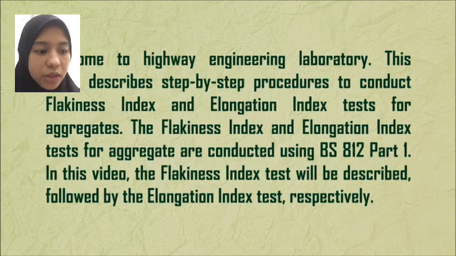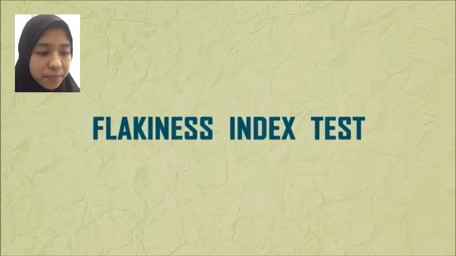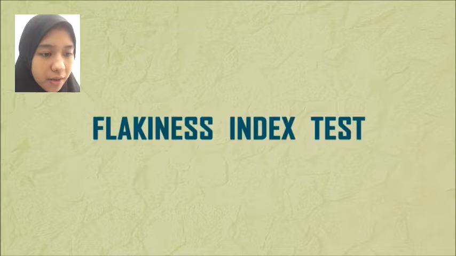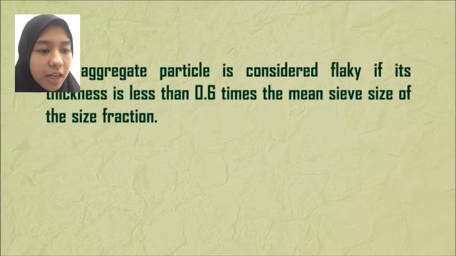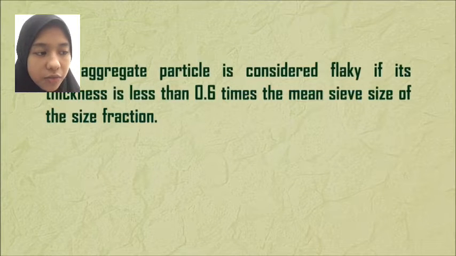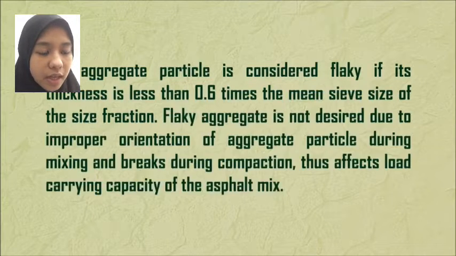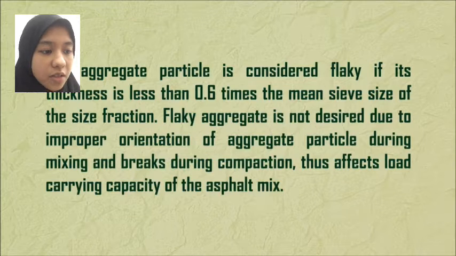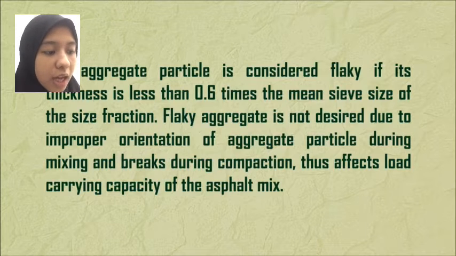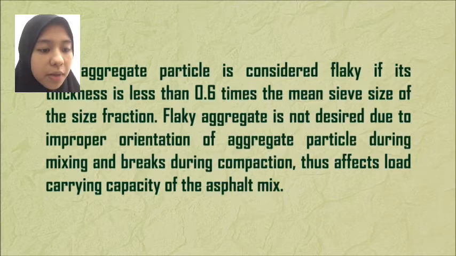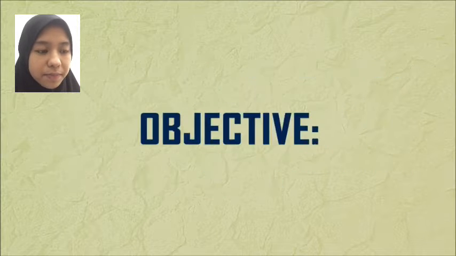In this video, the flakiness index test will be described, followed by the elongation index test. Flakiness index test: an aggregate particle is considered flaky if its thickness is less than 0.6 times the mean sieve size of the size fraction. Flaky aggregate is not desired due to improper orientation of aggregate particles during mixing and breakage during compaction, thus affecting the load carrying capacity of the asphalt mix.